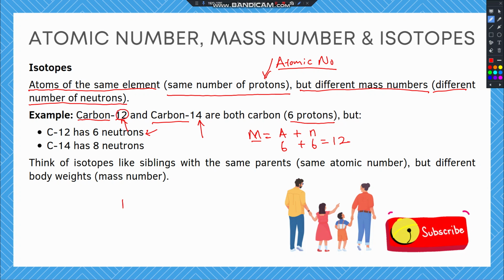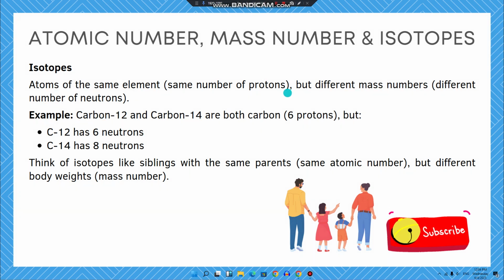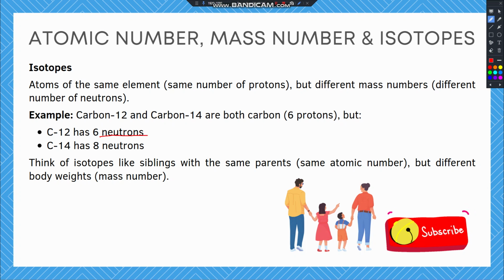In the second case, the mass number will be equal to the atomic number plus the number of neutrons. The atomic number is also 6, and the number of neutrons is 8, as we see denoted here. 6 plus 8 gives us 14. That is why it has the mass number of 14 over here. So isotopes are simply atoms that have the same atomic number but a different mass number. Why? Because there is a difference in the number of neutrons that are present in their atoms.